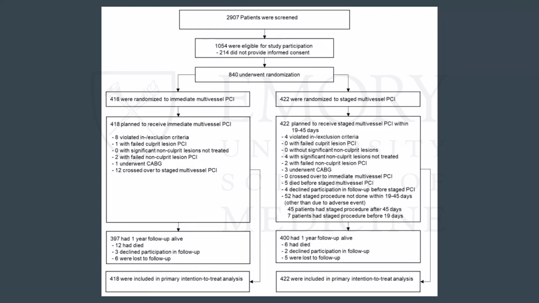And you see the various reasons why patients, after they were randomized, were not able to fulfill the protocol based upon how they were allotted. But the vast majority of the patients were able to have at least 1 year follow-up and remained alive. 12 patients had died by the end of the 1 year follow-up in the left arm here for the immediate multivessel PCI. A total of 11 patients died on the right with the staged multivessel PCI, with 5 of them dying before their staged multivessel PCI was scheduled and 6 later on after they had their staged procedure.